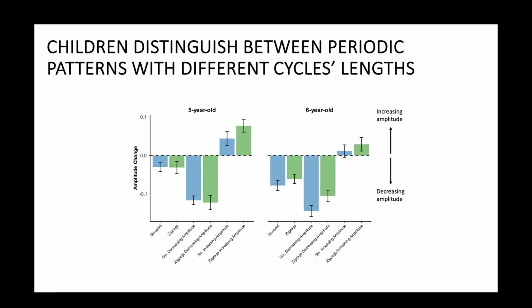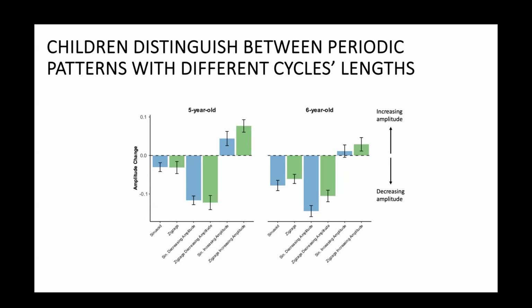What about the composite functions? Remember the functions that have either an increase or a decrease in amplitude. Again, children seem to be able to distinguish between them. Sorry, the title is not the correct one. What I mean here is that children were actually able to distinguish functions with different amplitudes.